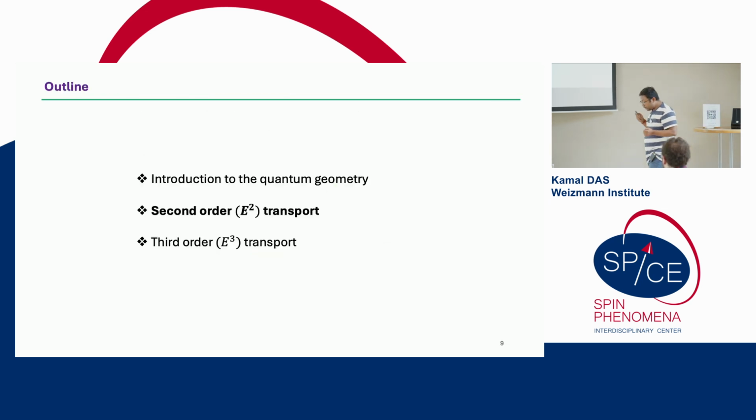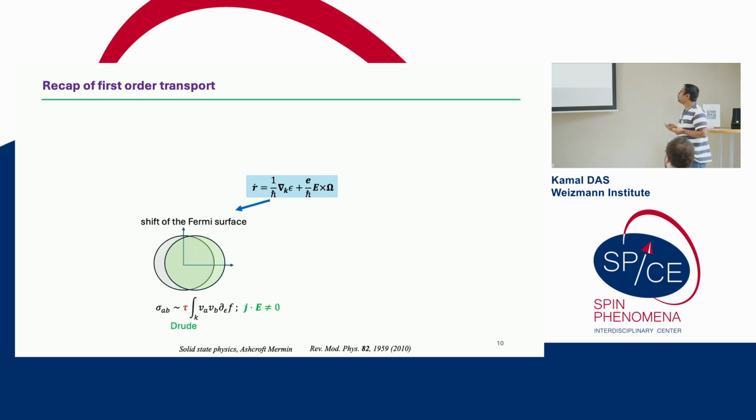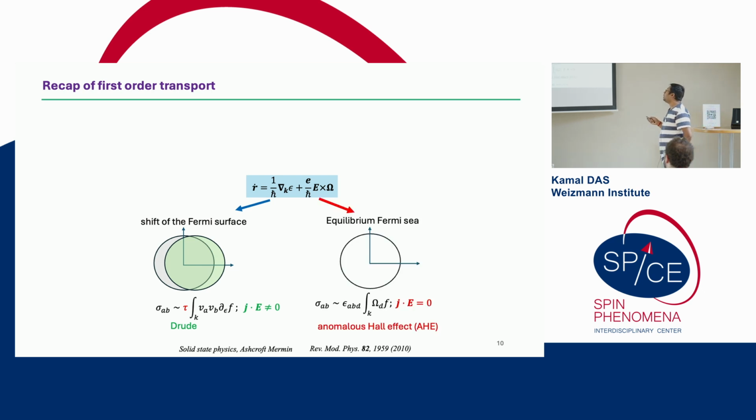Okay, so now I will move to second order transport, but before that, let's first recap the first order transport just to build some intuition. In first order transport, we have 2 kinds of contribution. One comes from the group velocity and the shift of the Fermi surface. This one is extrinsic, it depends on the scattering time, and it is dissipative in nature, so j dot E is not equal to 0. We call it the Drude contribution. And there is one more contribution which comes from the anomalous velocity, and this is intrinsic in nature, does not depend on scattering time, and it is dissipationless.